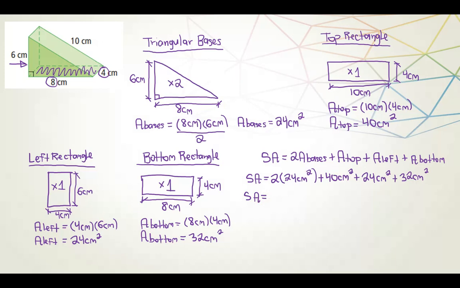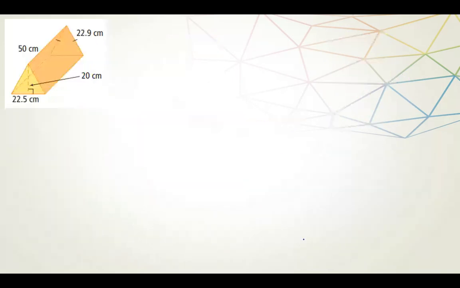So the order of operations tells me I have to do this multiplication first. So this would be 2 times 24 is 48 square centimeters, plus 40 square centimeters, plus 24 square centimeters, plus 32 square centimeters. If you put the area of all these faces together, we plug this into our calculator. 48 plus 40 plus 24 plus 32 gives me 144 square centimeters. And that is the area of that right triangular prism. Okay, let's look at a different one.